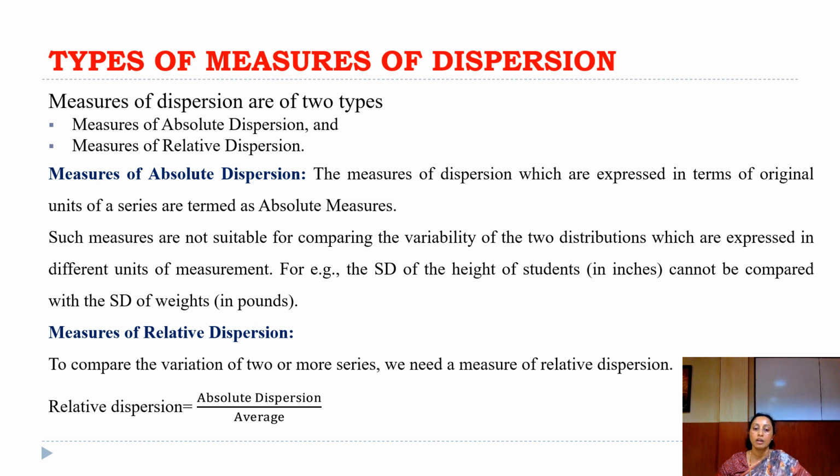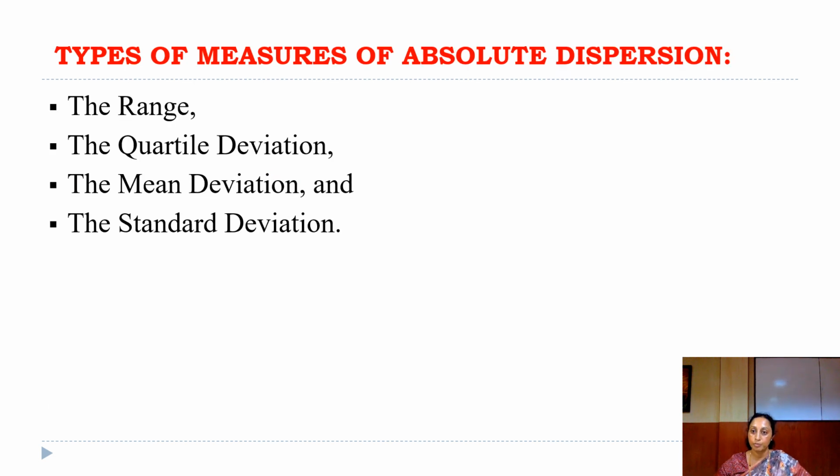In absolute dispersion, we cannot compare if the two data sets are expressed in different units. For example, if the height of students is expressed in inches and the weight in pounds, we cannot compare in which data set the variability is more. In such cases, we have to go with relative measures of dispersion. Absolute measures of dispersion include range, quartile deviation, mean deviation and standard deviation, whereas relative measures of dispersion include coefficient of range, coefficient of quartile deviation, coefficient of mean deviation and coefficient of variation.